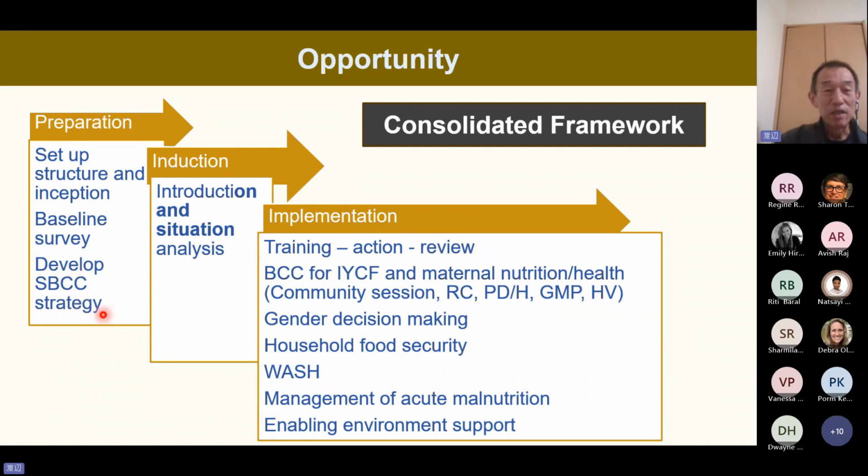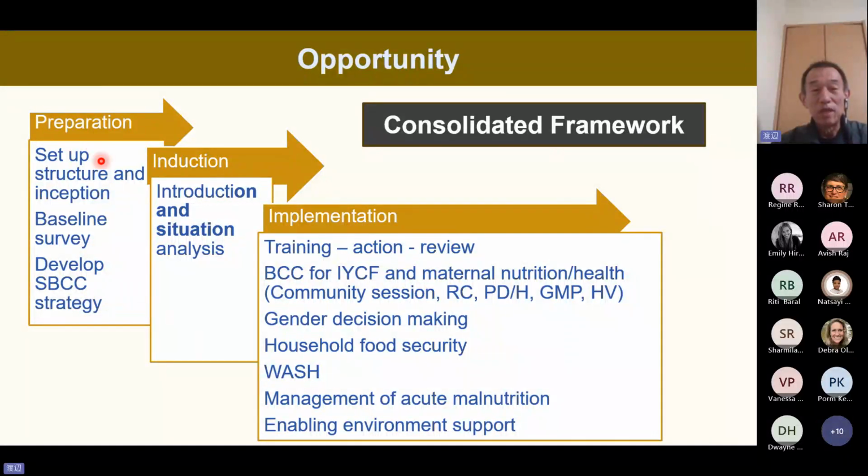Particularly, I highlighted here the importance of formative research. Formative research is research to understand the reason why people do not change a particular behavior, such as exclusive breastfeeding or complementary feeding. Not only a quantitative survey, we need more in-depth interviews in the community to understand the barriers and enablers of the key determinants of the behavior. Based on that, you can develop the key messages and communication channels for the different key messages.